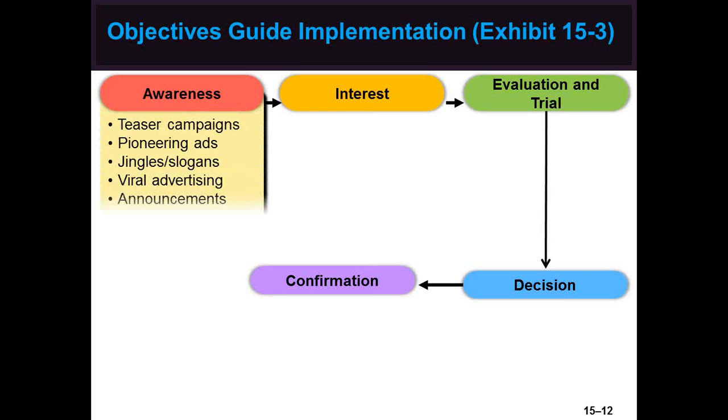Often marketing managers want to move customers along toward a purchase decision. Advertising objectives may be based on where target customers are in the adoption process. Key objectives also guide implementation of an advertising plan. The type of advertising that works for one stage of the adoption process may not work as well for other stages. So to generate awareness, pioneering ads and advertising jingles or slogans are among the popular methods.